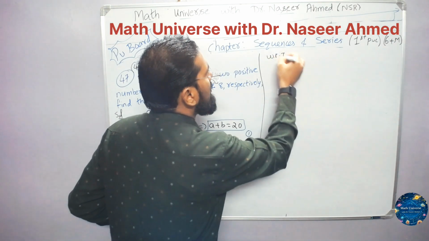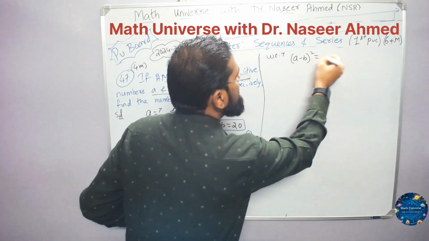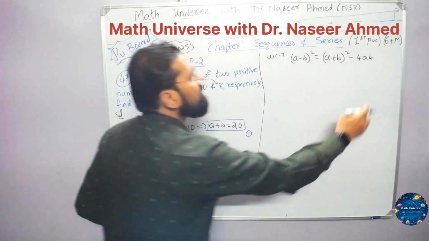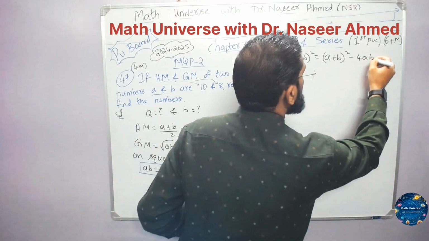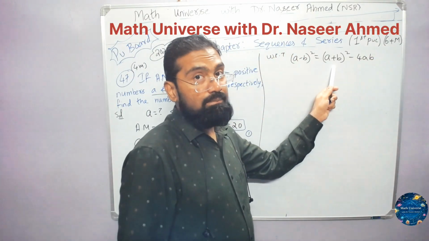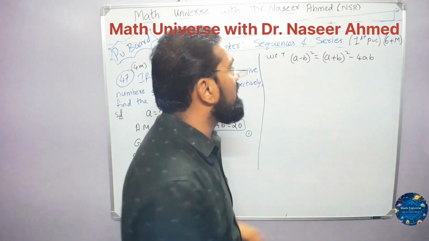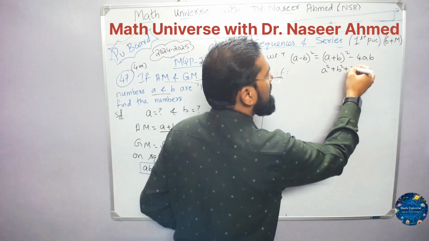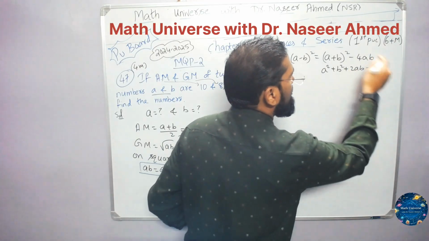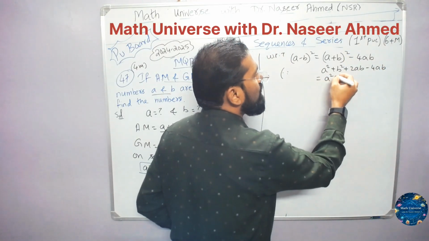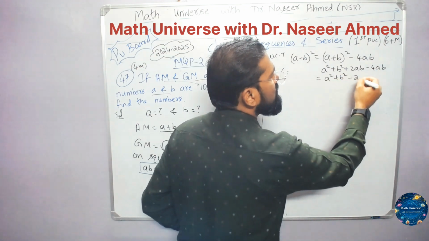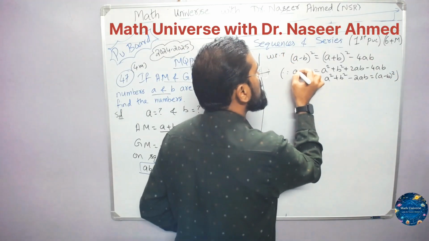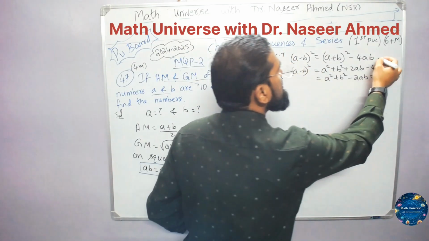We know that A minus B the whole square is equal to A plus B the whole square minus 4AB. Check it out. This will be A square plus B square plus 2AB, minus 4AB. Let us make you understand how this is the same. Then I will get A square plus B square minus 2AB, which will be A minus B the whole square. That's the reason these two are the same. Now what is the benefit of this?